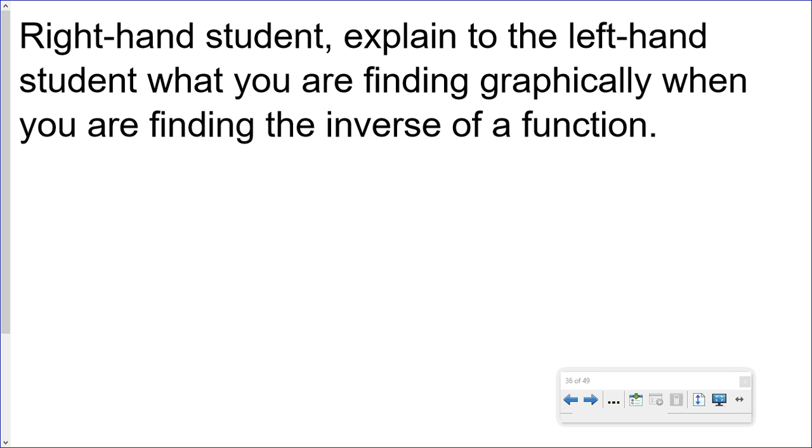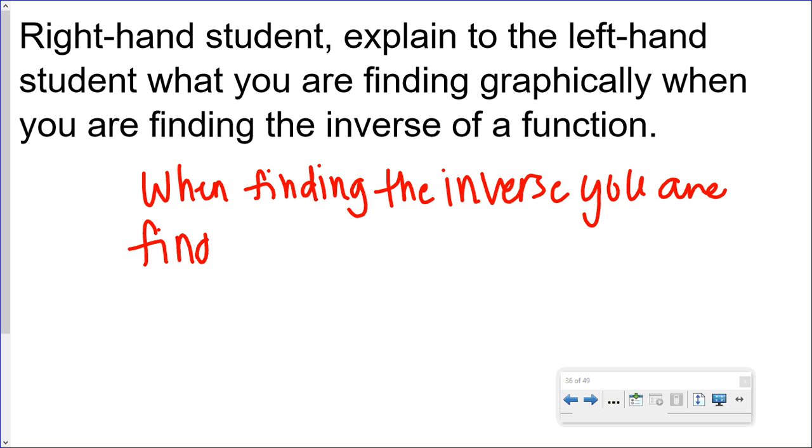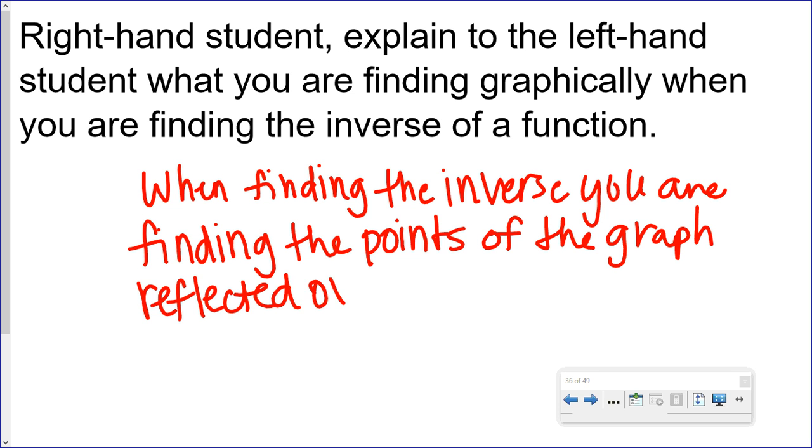When finding the inverse, you are finding the points of the graph reflected over the y equals x line.